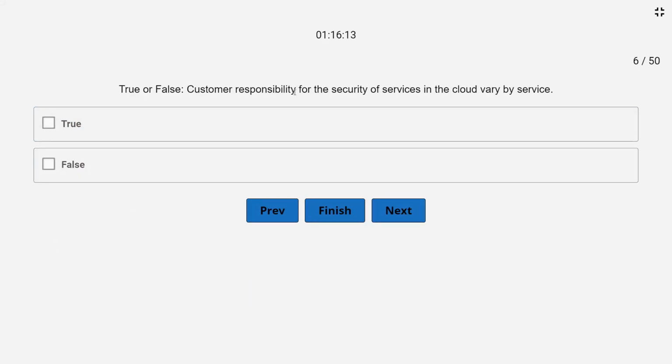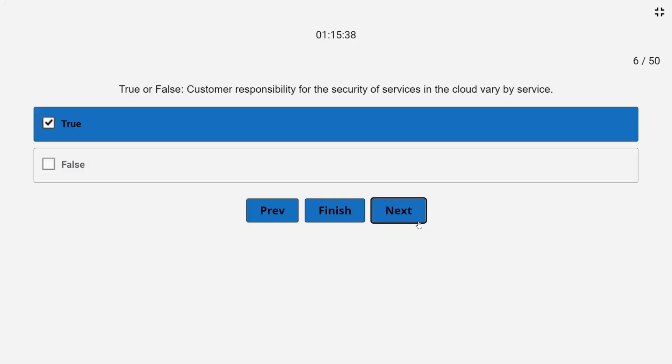True or false? Customer responsibility for the security of services in the cloud varies by service. This question we answered before. We answered before, yeah. When I explain now, you should be okay.